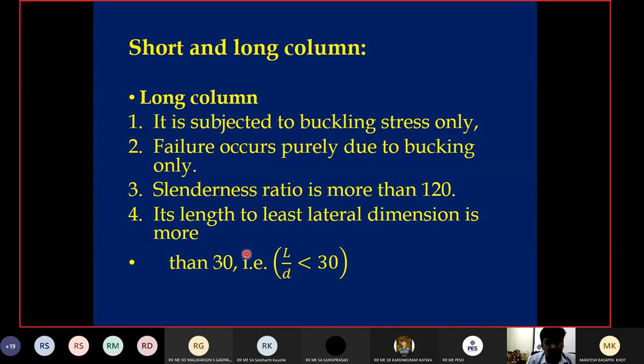When it comes to the long column, you take the longer stick and subject it to some minimal loading, and you will see that it's going to buckle and the stresses are induced. You should know that the longer the column, the larger the buckling stresses. So the load carrying capacity of a long column is going to get reduced with its length. If you take a column of the same area and the same material and you just increase the length, the longer it goes, the less weight it can take. That's the problem, and it also fails by buckling only. The slenderness ratio is given to be more than 120. The least lateral dimension ratio is more than 30. This is the definition that is given in your textbook.